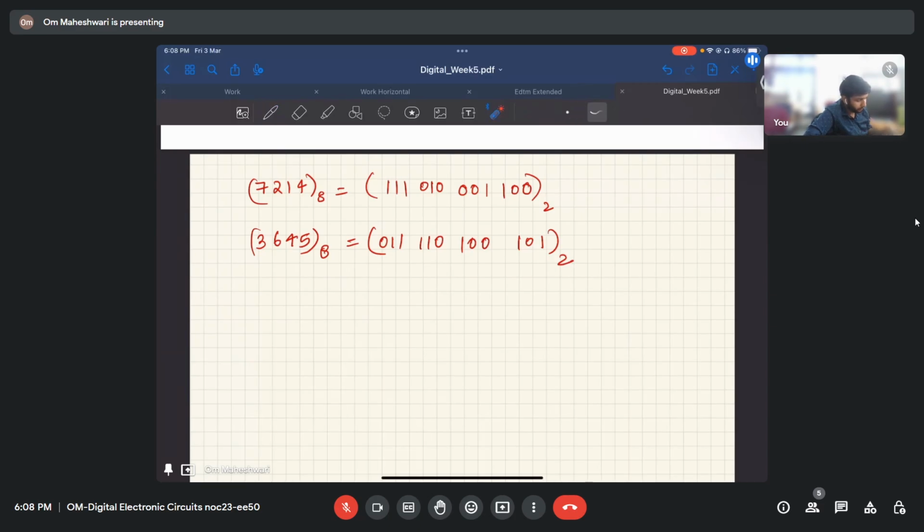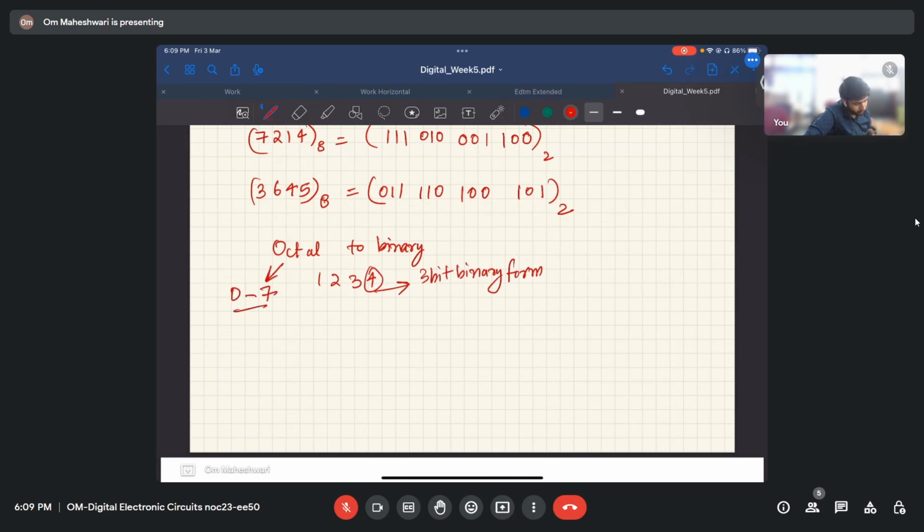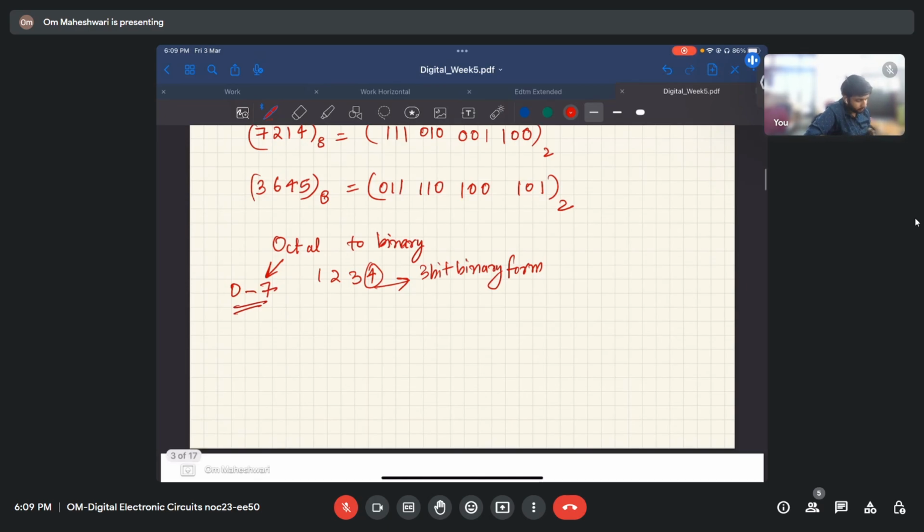So how do you convert octal to binary? Let me reiterate. Let's say you have 1 2 3 4. For every corresponding digit, you just write its 3-bit binary form. Octal has digits from 0 to 7, a total of 8 digits. In 3 bits, we can represent everything from 000 to 111, that is 0 to 7.